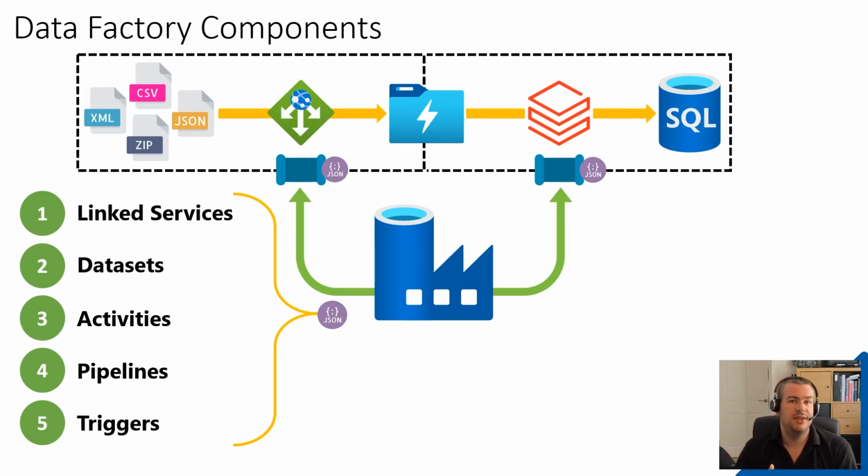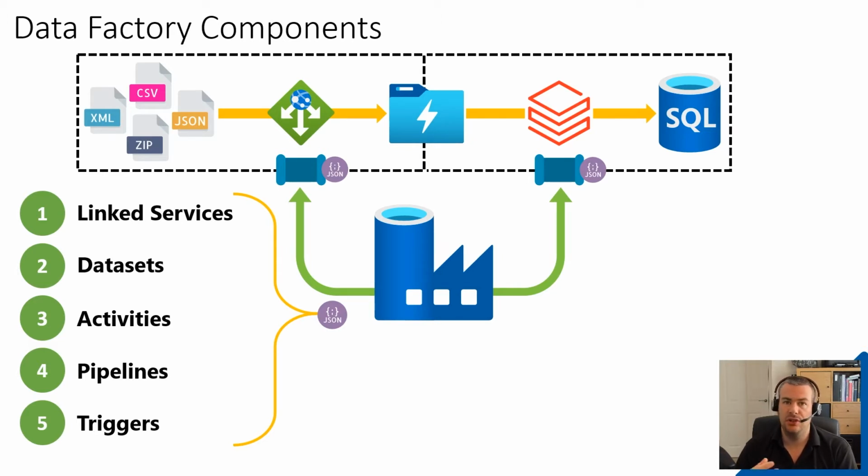Number 3, our activities. So this is information tailored specifically to the service that we're going to go and invoke. So maybe if we're calling a Databricks notebook, we will have a Databricks notebook activity, and it will also authenticate using our linked service connections as well. Then number 4, our pipelines. As you can see in the visual here, I've put this dotted line around maybe the activities that we've got. And the pipeline is just a logical grouping of those activities.